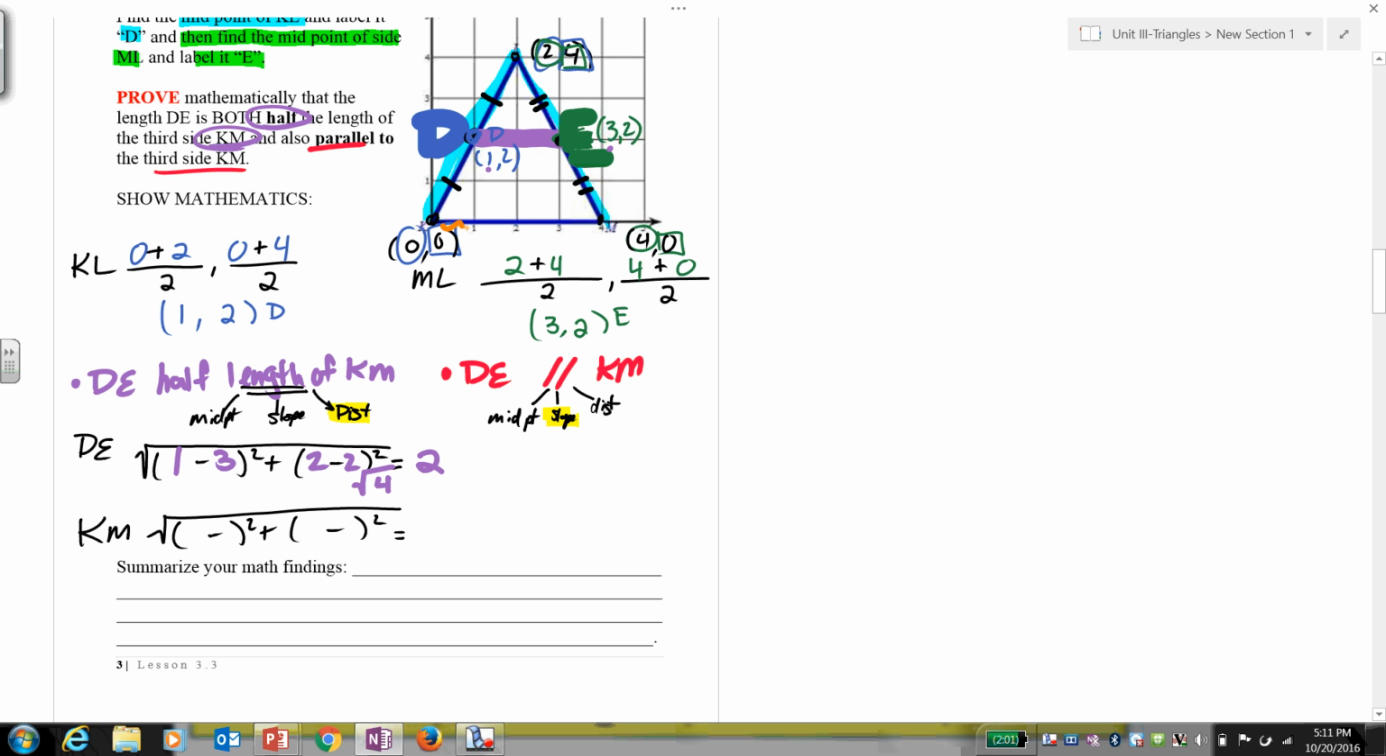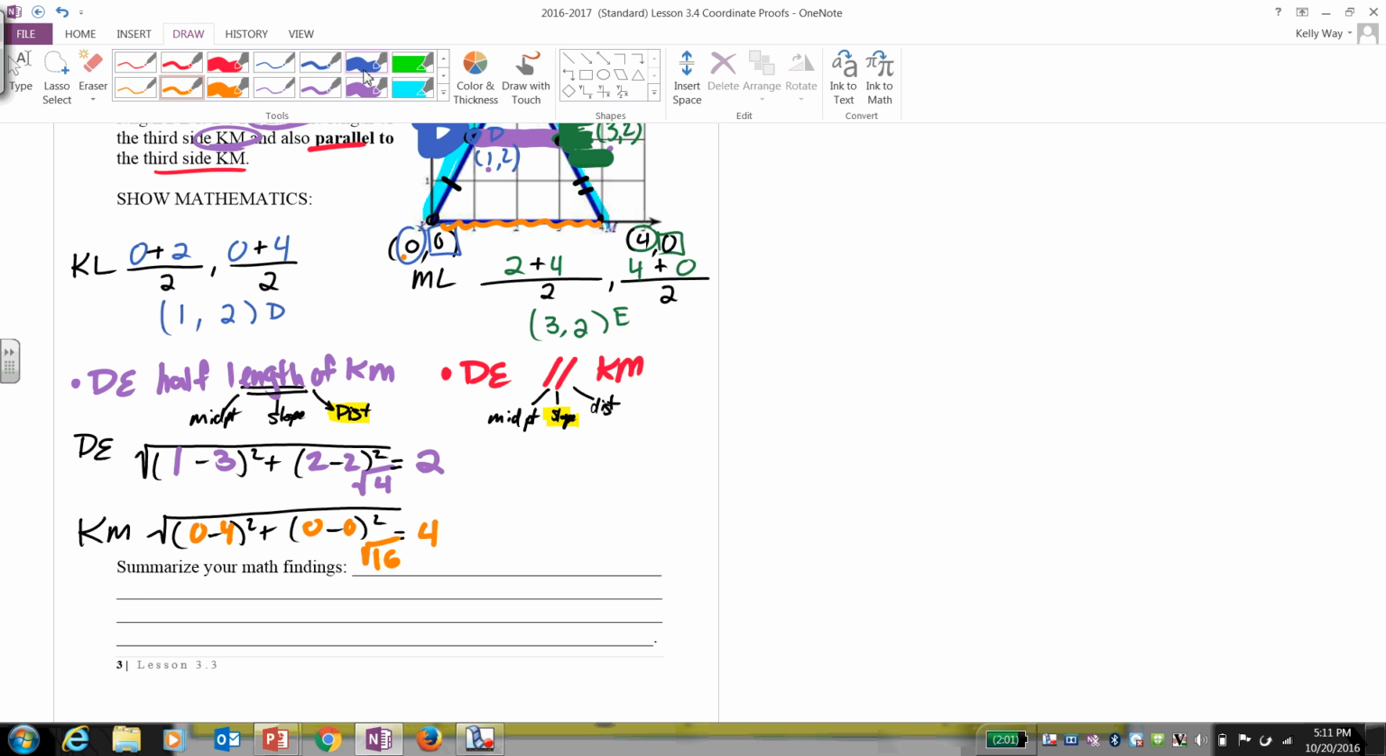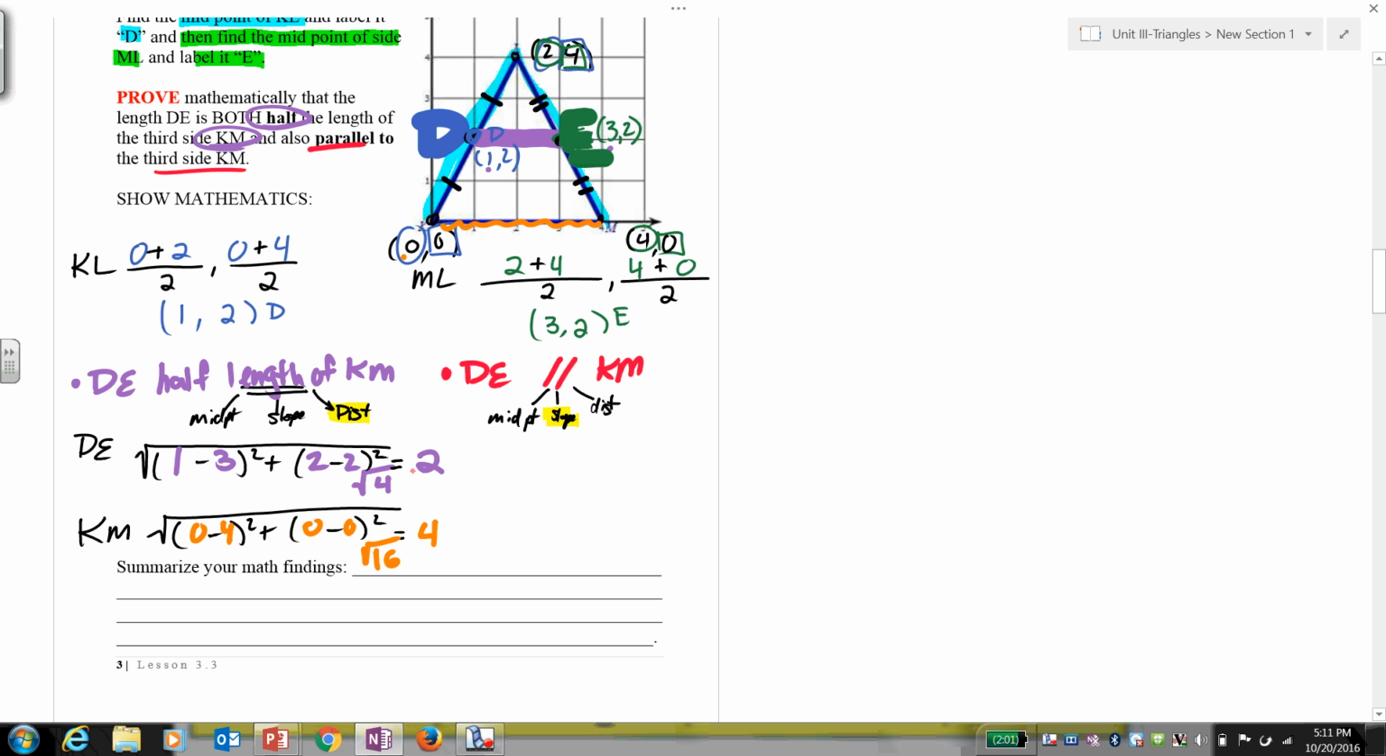Then we want to do the distance of K to M. And we start with x, that's 0 and 4, 0 and 0. We square 4, that's square root of 16. And our distance is 4. And we just mathematically proved the fact that DE is half of KM.